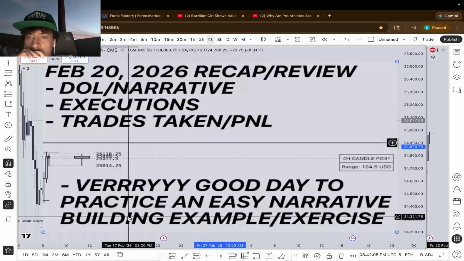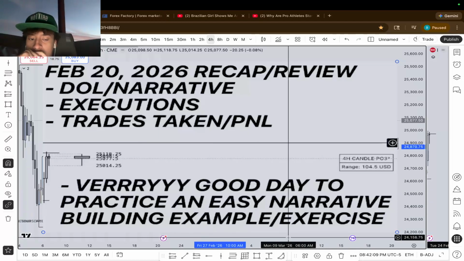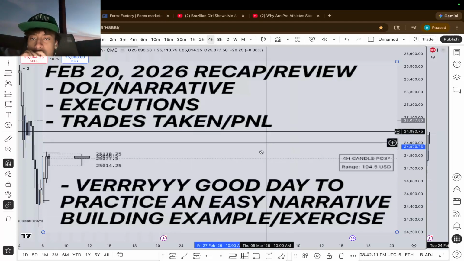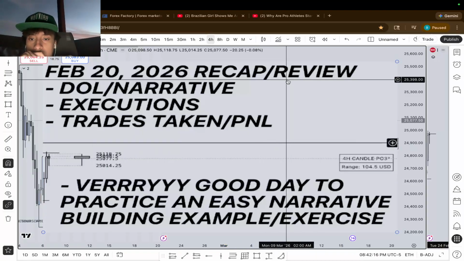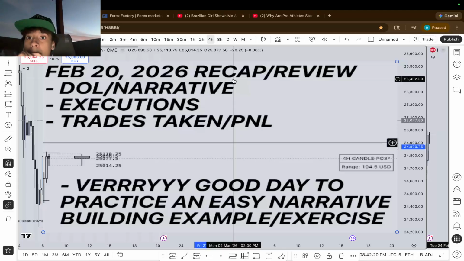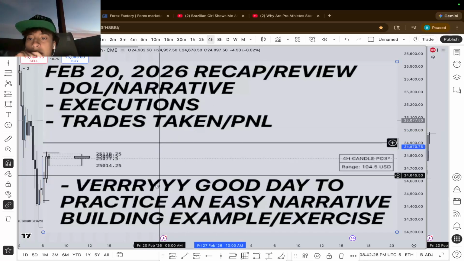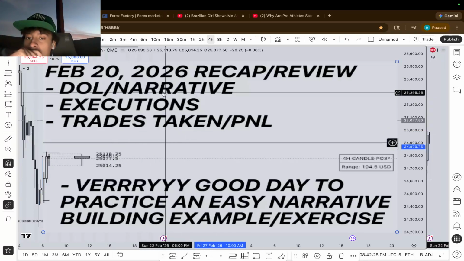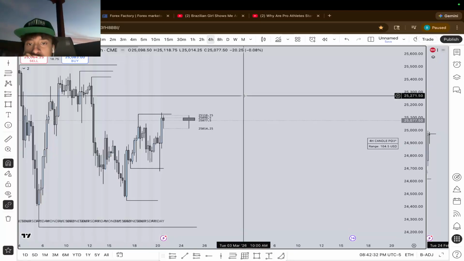A little side note that I want to add: today is a super good day to practice your narrative and your bias building, because it's just such an easy day to know your draws. Like, if you were bearish throughout all of open, you definitely need some work, because today was a very obvious trading day as far as narrative goes. Execution's not so much. All right, let's get started.